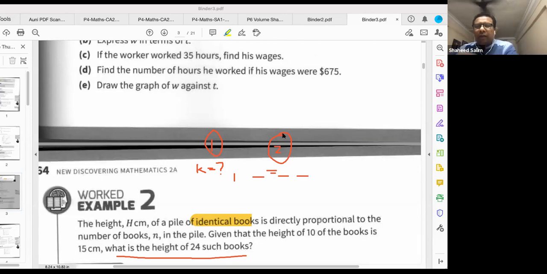Akila, I think your K is not correct. Inshira, I think your K is correct. So Akila, in order to find out the value of K, you substitute the values given. What values? Given that the height of 10 of the books is 15, 10 is either H, K, or N. 15 is either H, K, or N. You got to substitute correctly, and then you can find the constant. Stuck where?